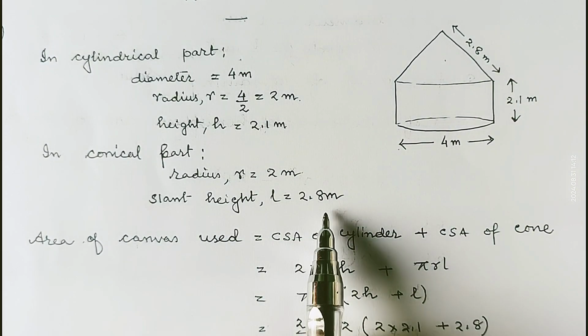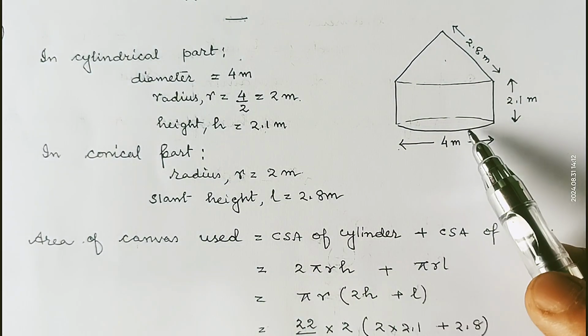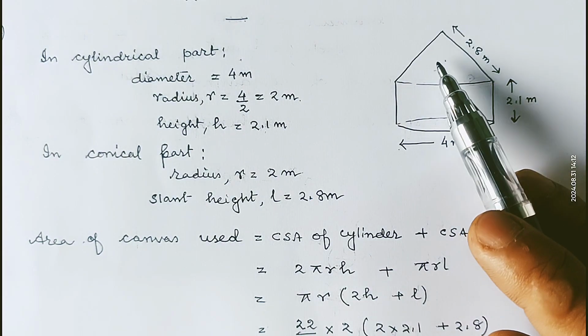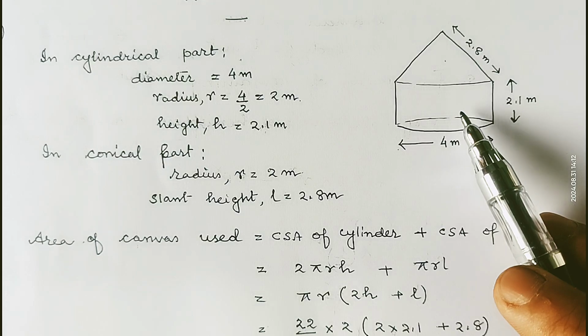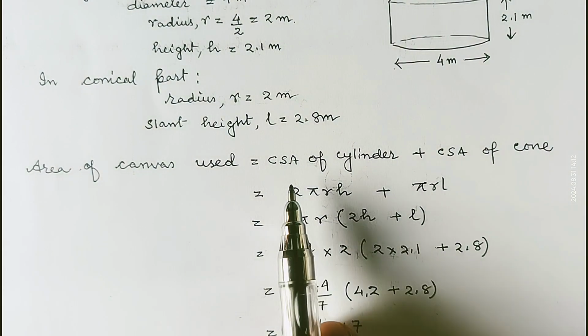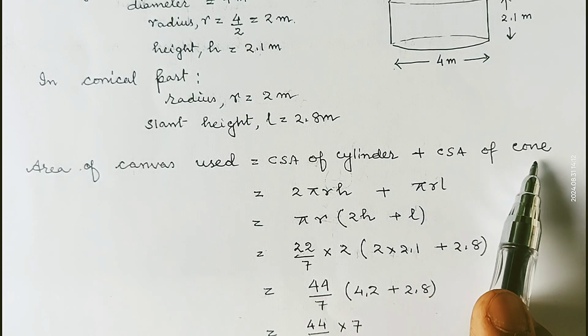Slant height is given 2.8 meter, let it be L. We have to find the area of the canvas used. For this we have to find the curved surface area of the conical part plus the curved surface area of the cylindrical part. So the area of the canvas used, we can write, is CSA of the cylinder plus CSA of the cone.